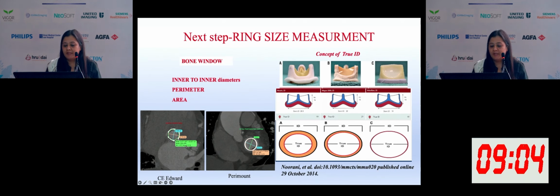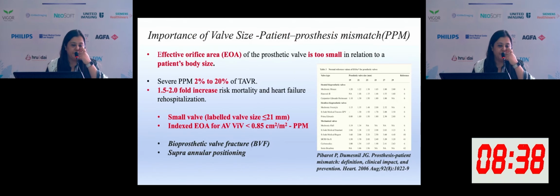So if you're calculating an inner ID of about 29 and it is a porcelain valve, your true inner diameter will be approximately 2 mm less. But if it is a pericardial leaflet valve, inner or outer mounted, if it's an inner mounted pericardial valve, your true inner diameter will be about 1 mm less. If it is outer mounted, it will be equal to the size you have calculated. This is very important because once you identify that, you'll be able to size your prosthesis accurately.